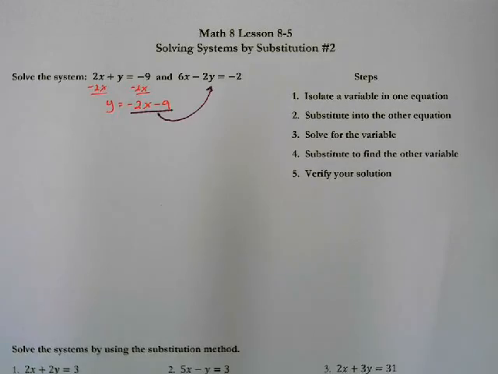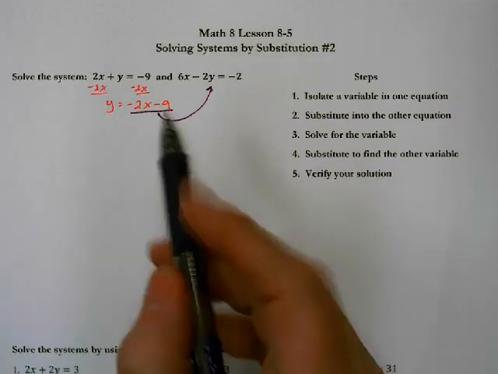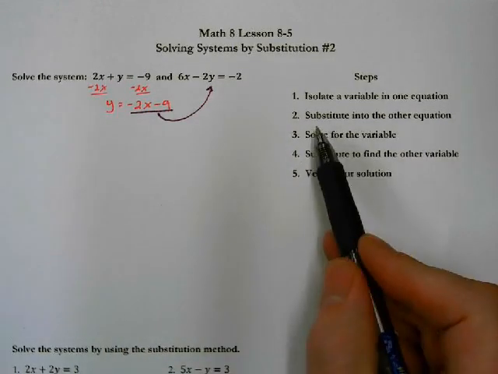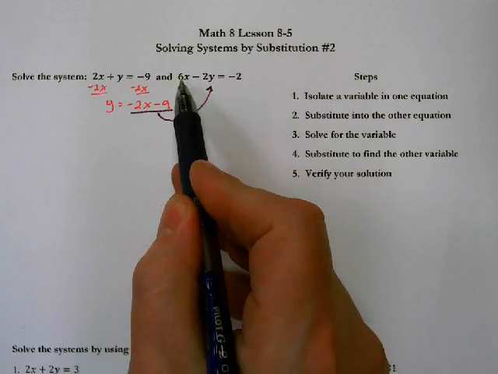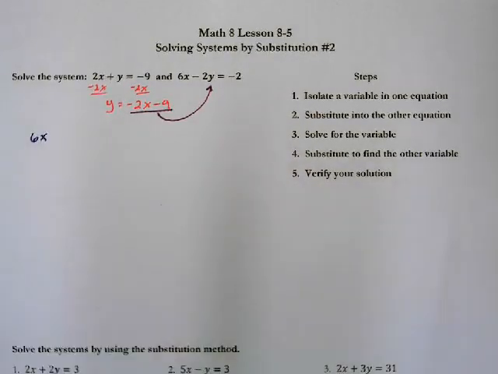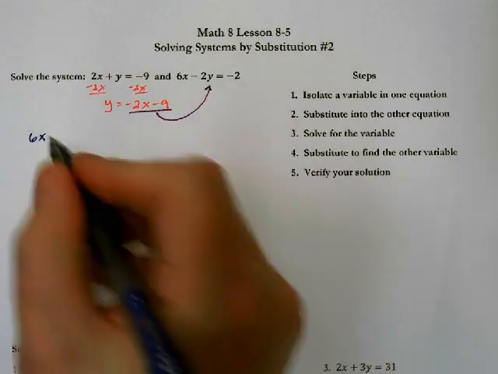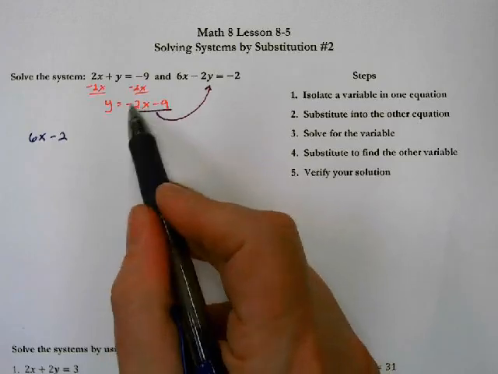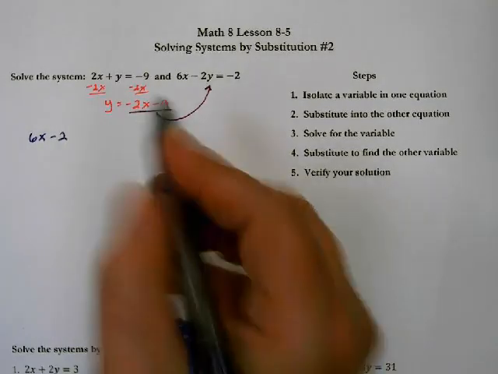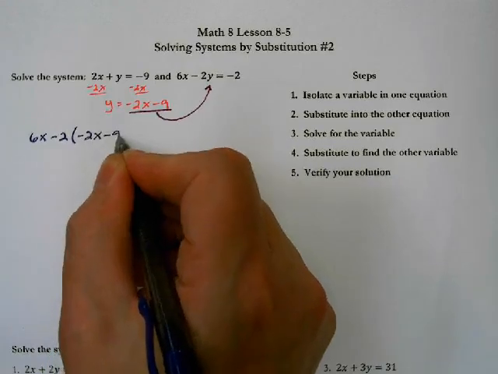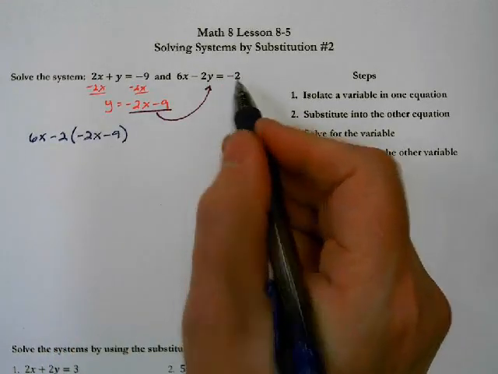Who knows? All right, so we're substituting negative 2x minus 9 into this other equation. Here we go. So I'm going to rewrite it, 6x minus 2. And now I'm going to plug in, instead of y, negative 2x minus 9, equals negative 2.